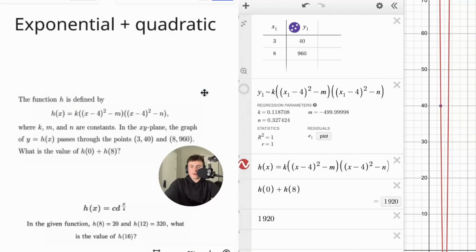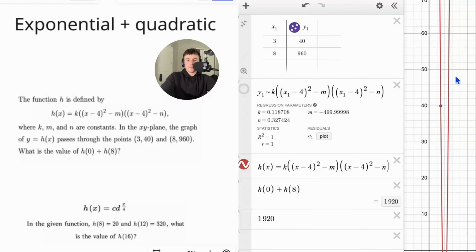So let me move my face cam here so you guys can see it. And yeah, that's it. We just use a table. We change it to that format. We copy the thing. We type in h of 0 plus h of 8. We get the answer. That's it. So this is a very standard custom regression question, and I would use custom regression a lot. It's very good. It's very flexible. It's very versatile. You can do a lot with it, like a lot.